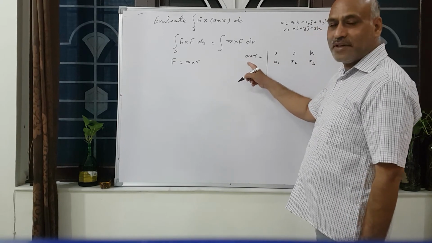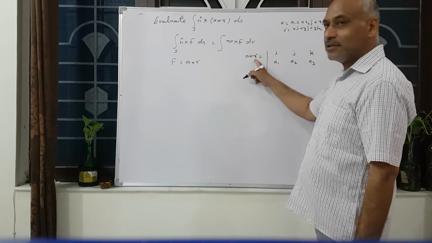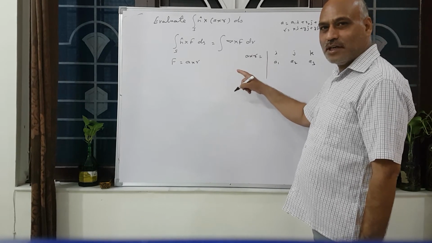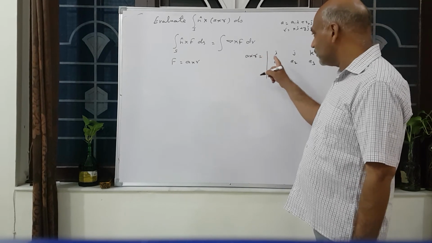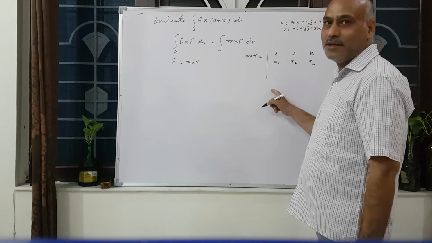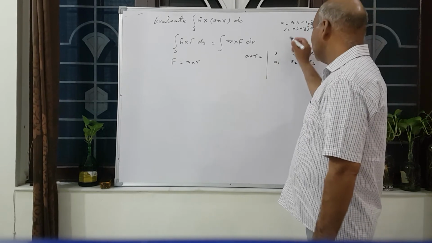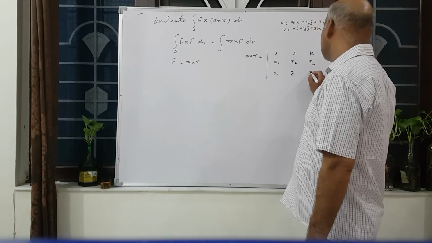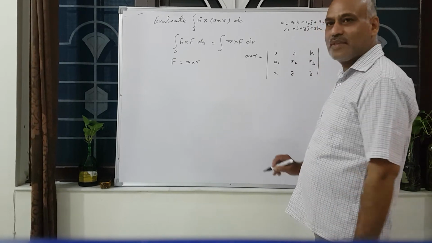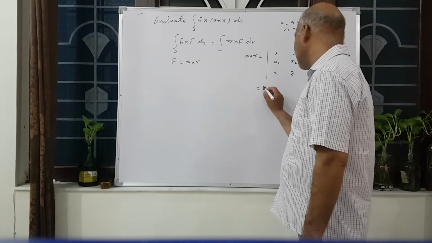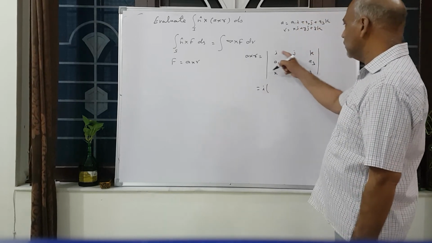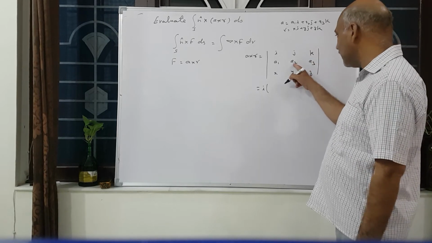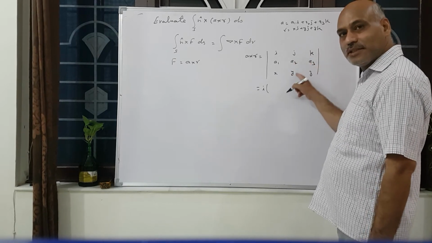Here the order is very important. For A cross R, first we have to put A, then R. If it is R cross A, then we have to put R first, then A. And now R: x, y, z. So what is A cross R? For i, this row and this column are eliminated. Now multiply this and this, minus this and this.